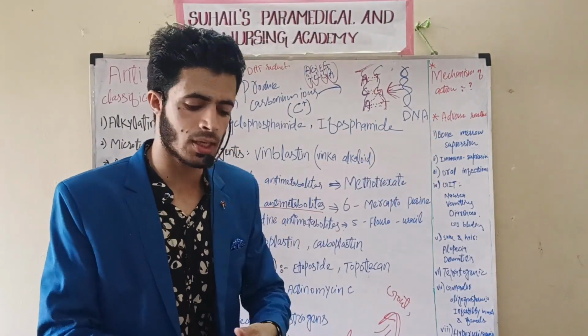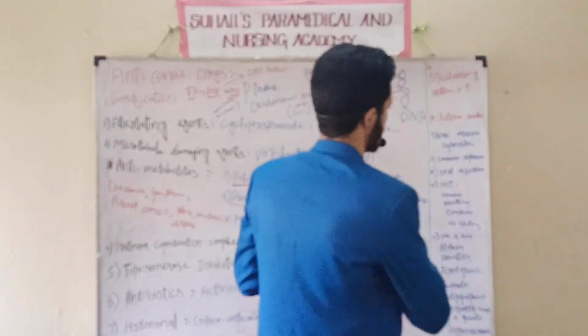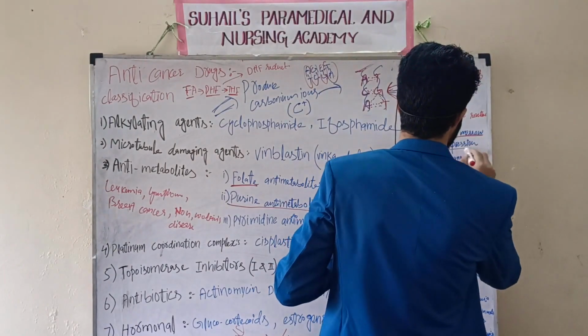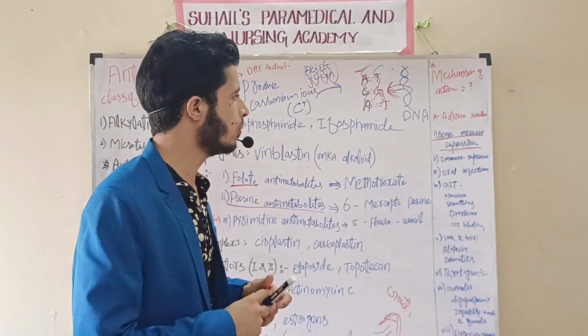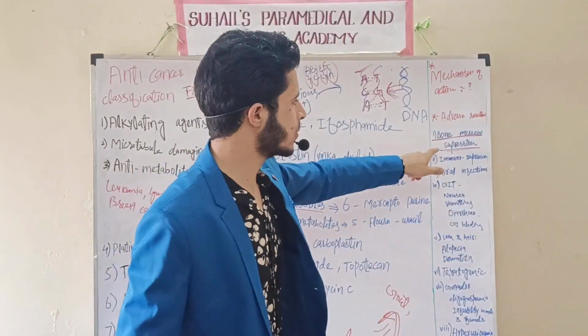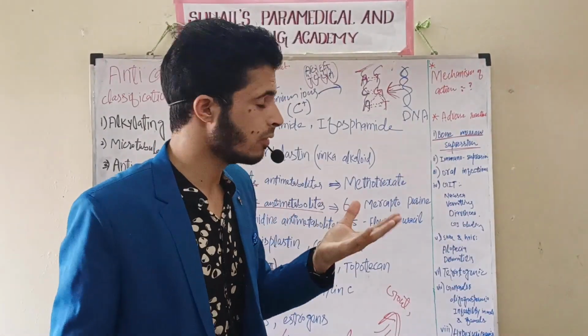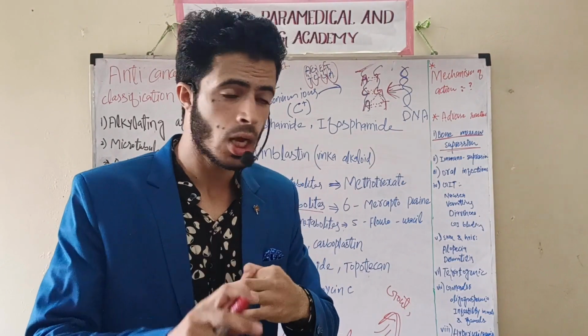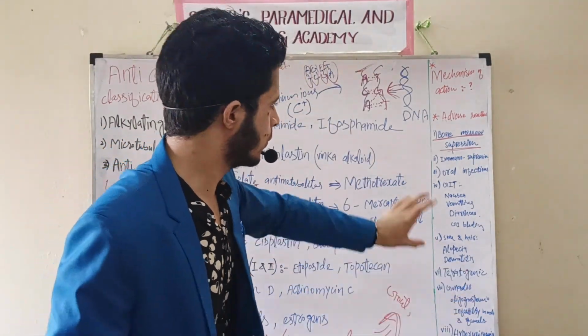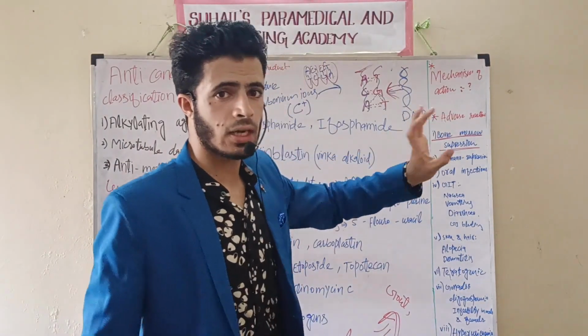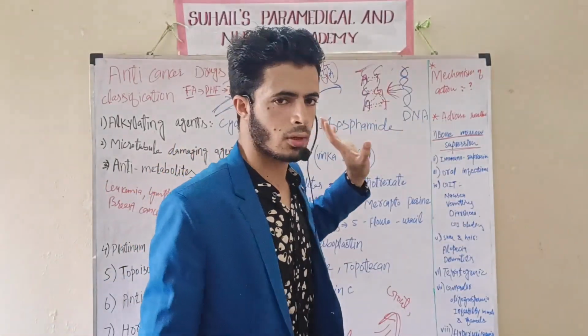If we are giving these drugs, what will be the adverse reaction? One of the main adverse reactions will be bone marrow suppression. It will suppress the bone marrow. When bone marrow is suppressed, what will happen? This is also called adverse reaction. If the question asked is toxicity of cancer drugs, you can write all this. If adverse reactions is written, you can write all this.